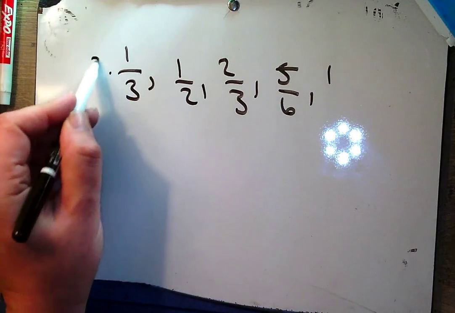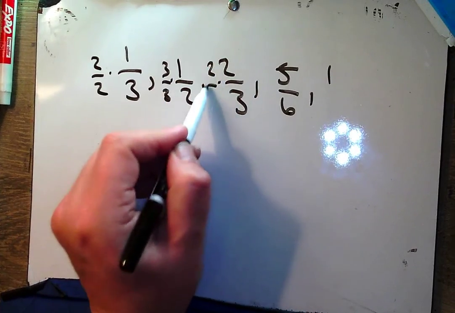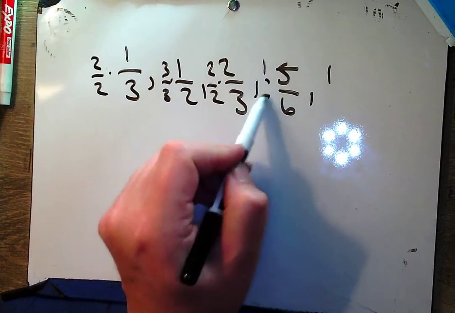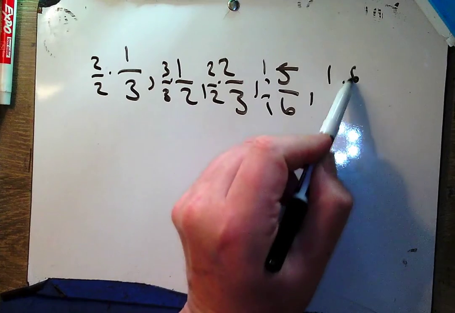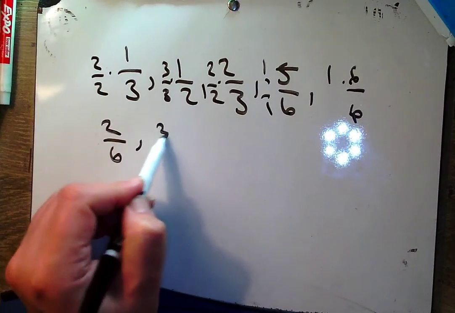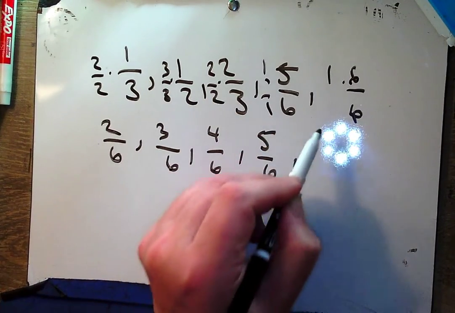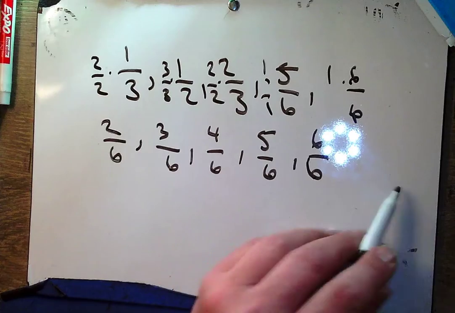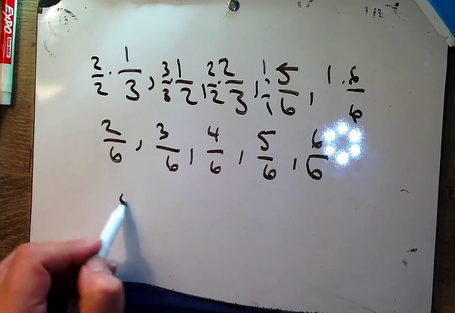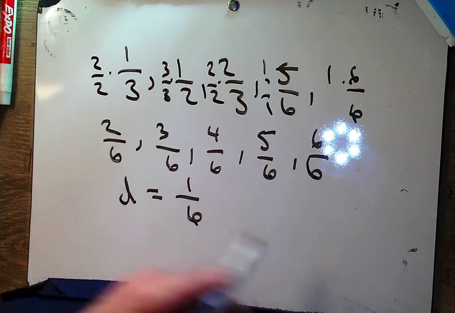So I'm going to multiply this by 2 over 2, here by 3 over 3, here by 2 over 2, here by 1 over 1, and here by 6 over 6. And so it looks like I have 2/6, 3/6, 4/6, 5/6, and 6/6. Yeah, going up by d equals 1/6. So yes, this is arithmetic.